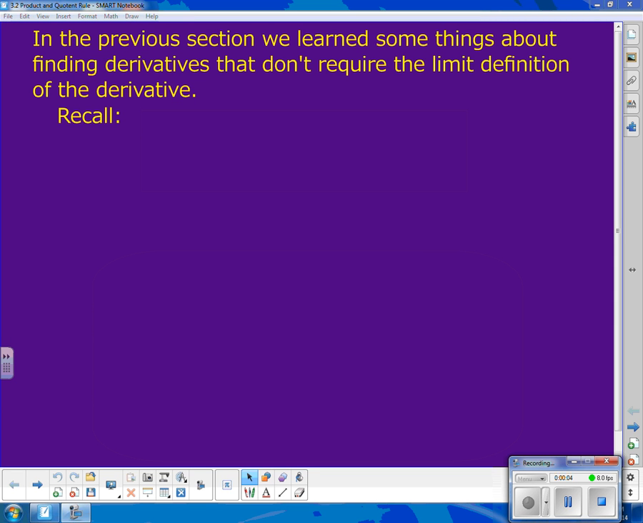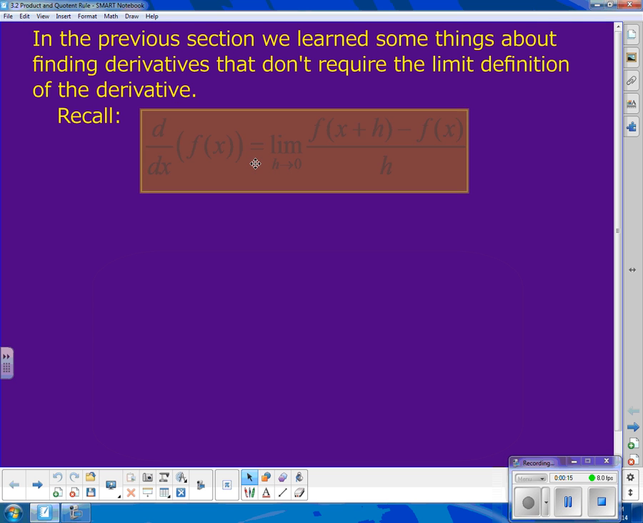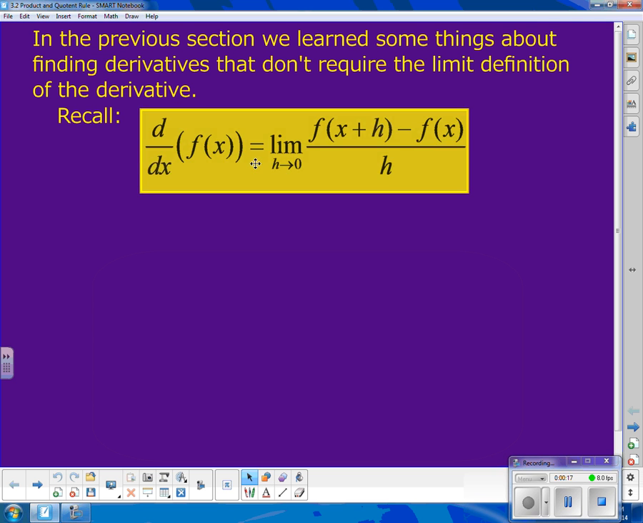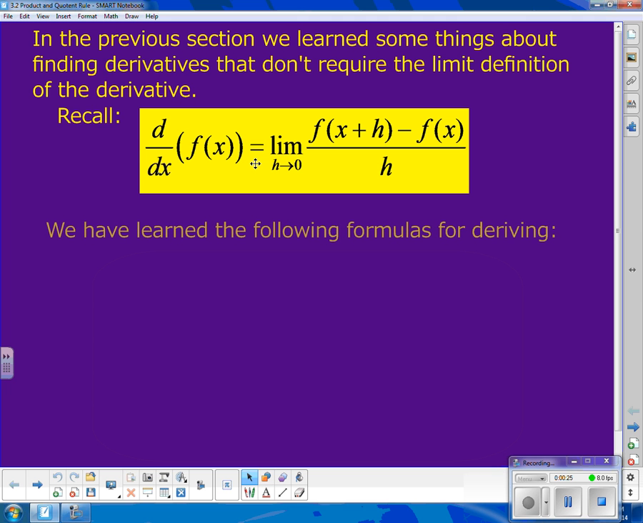All right, welcome calculus students. If you recall, in the previous section we learned some things about finding derivatives that don't require the limit definition of the derivative. The limit definition being the limit as h approaches 0 of f of x plus h minus f of x over h.